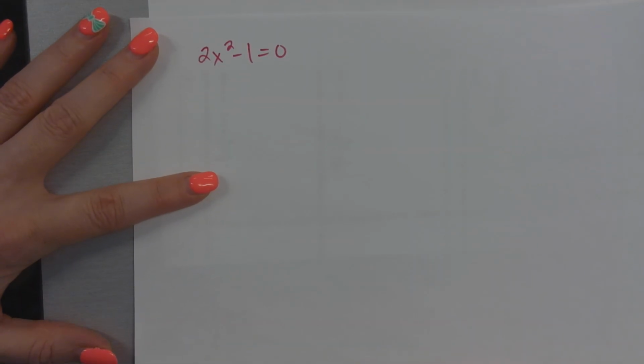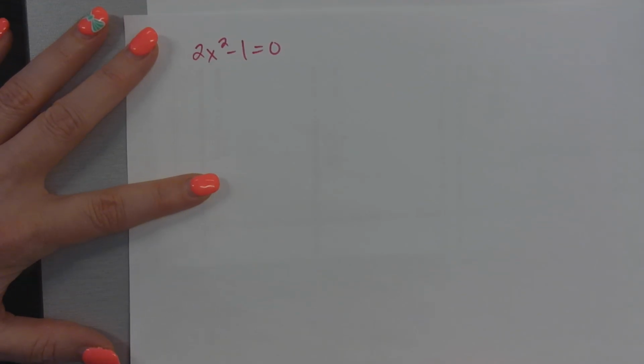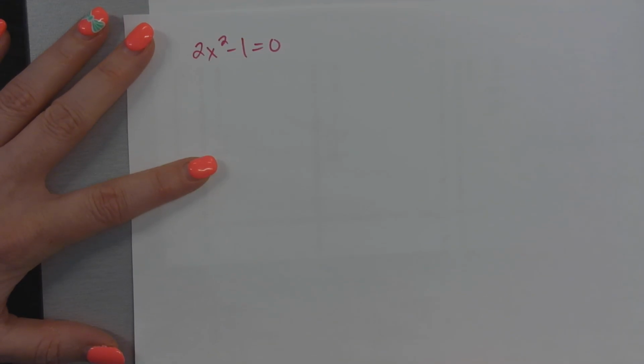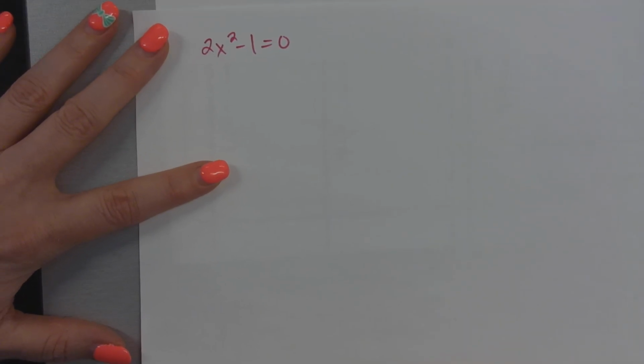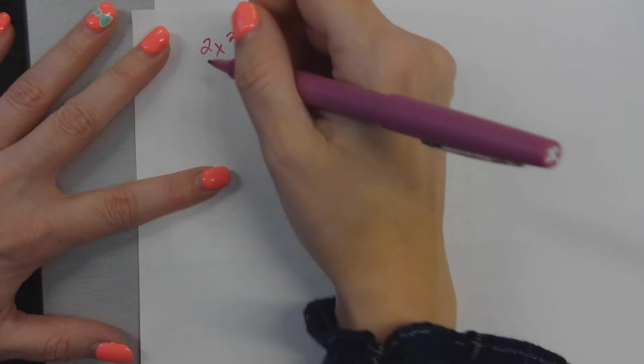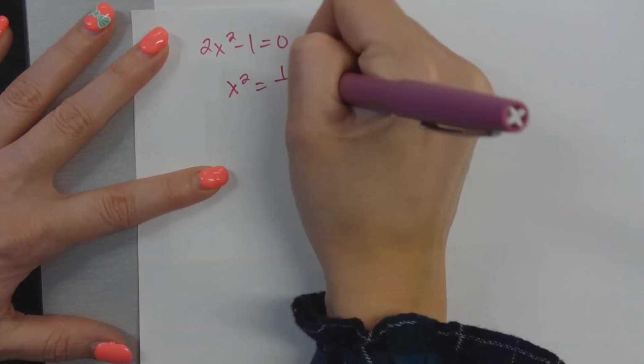What would we do first? Yeah, so how do we do that? What would be the first step to doing that? Add 1. Yes. Divide by 2. Okay, so you add 1, you divide by 2.